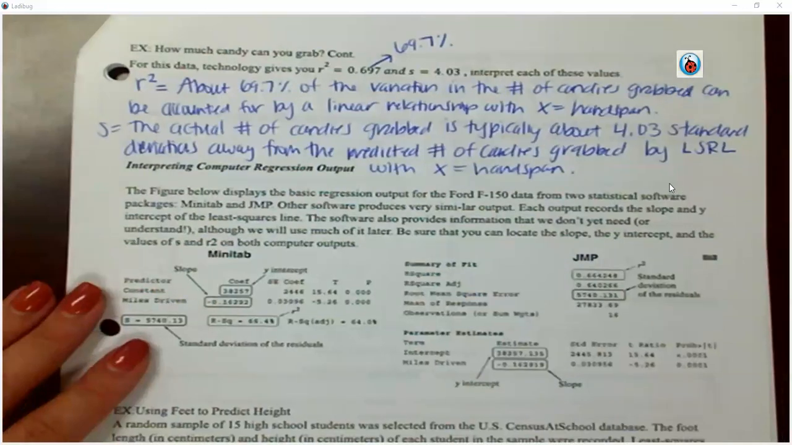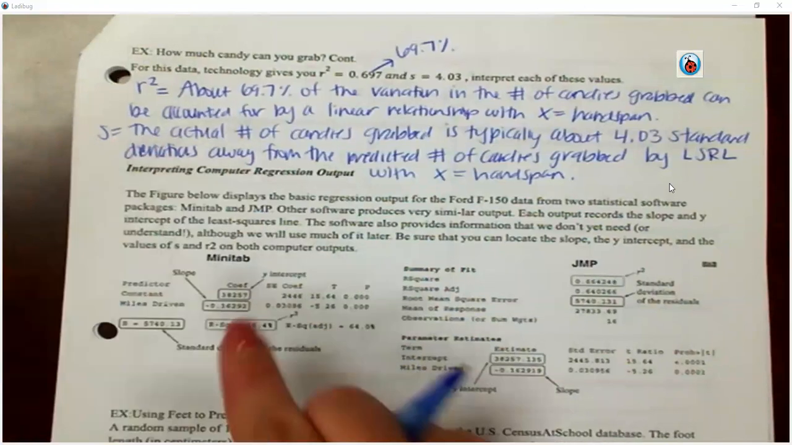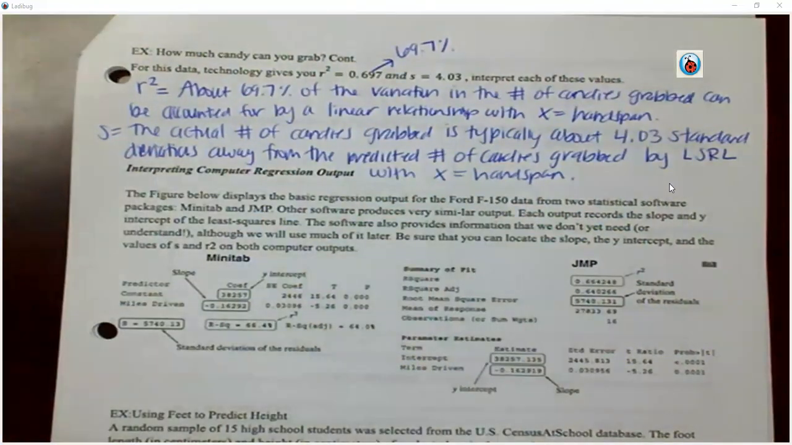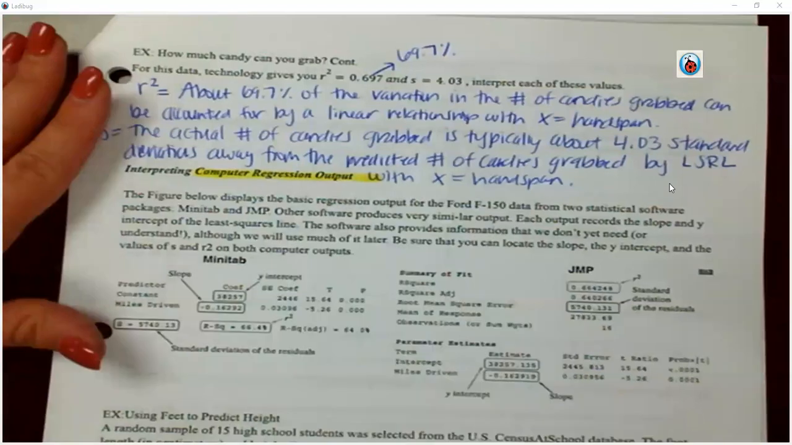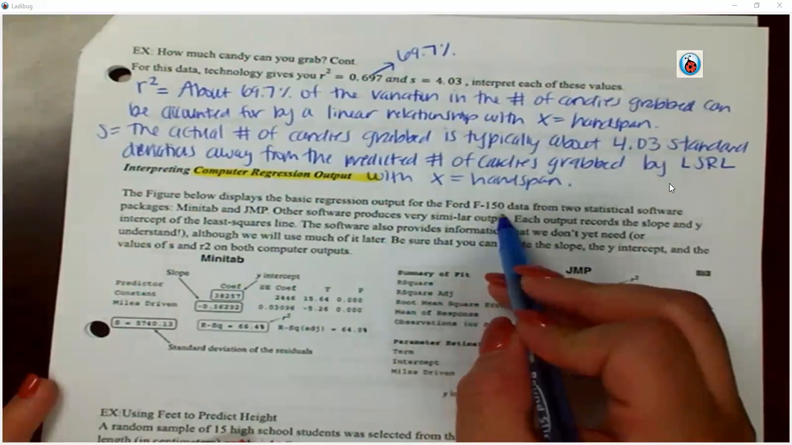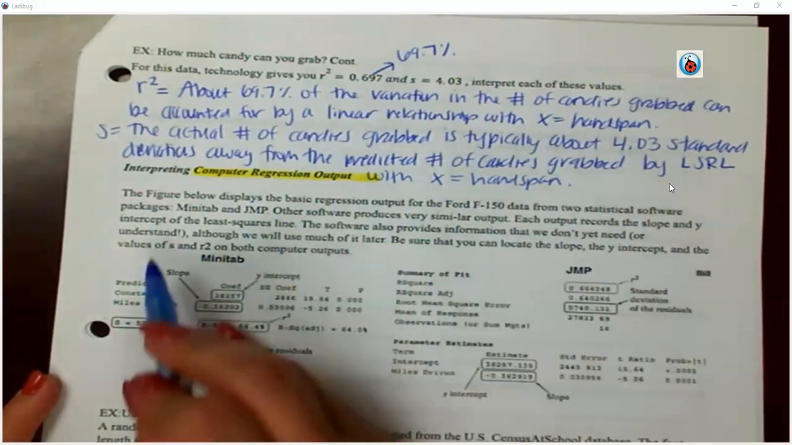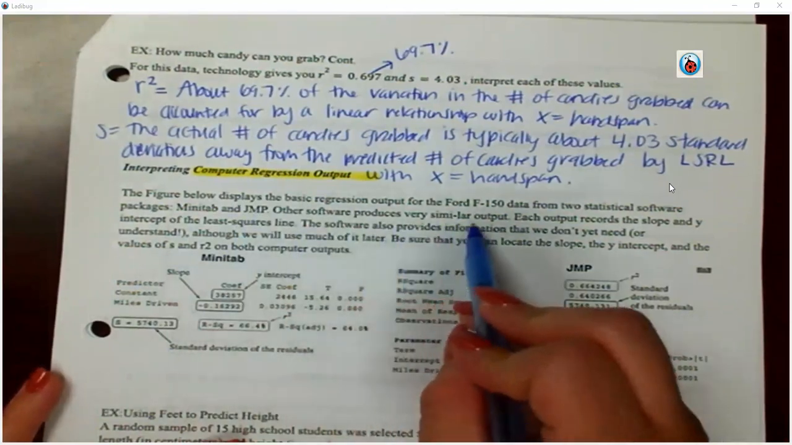Okay. So you have the interpretation for an R squared and you have an interpretation for the S. Now, continuing, interpreting the computer regression output. Sometimes you are not going to necessarily even have to use your calculator because they are going to give you what they call a computer regression output, okay? The figure below displays the basic regression output for the Ford F-150 data from two statistical software packages, Minitab and JMP. Other software produces very similar output.